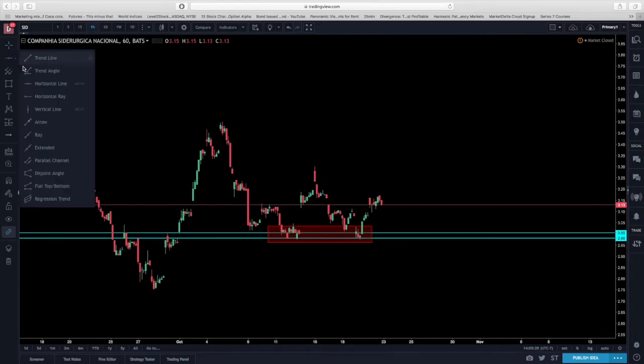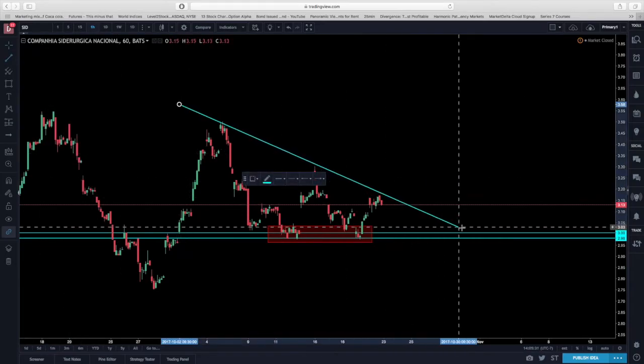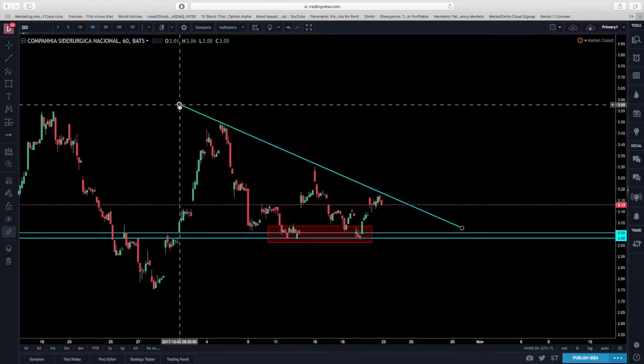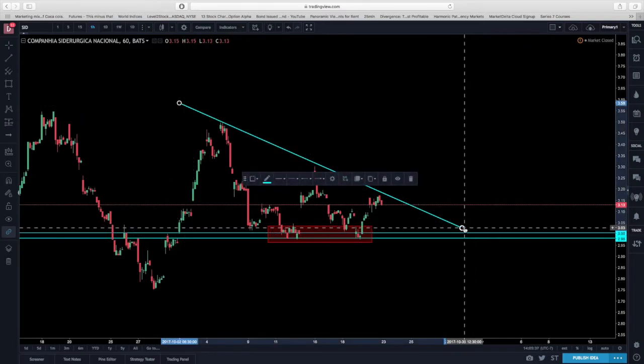We also need to put the top trend line here. So we have a trend line moving downward, all right? So basically what's forming is a flat bottom triangle.